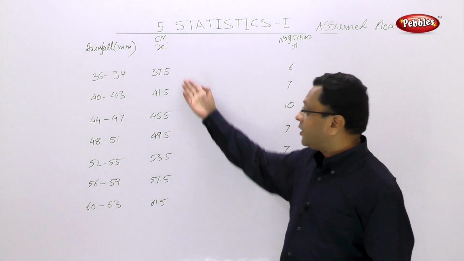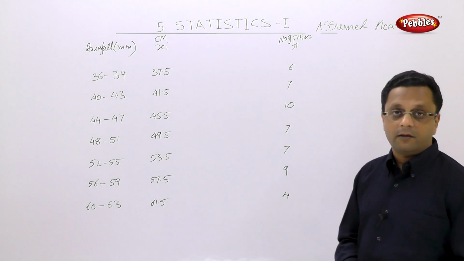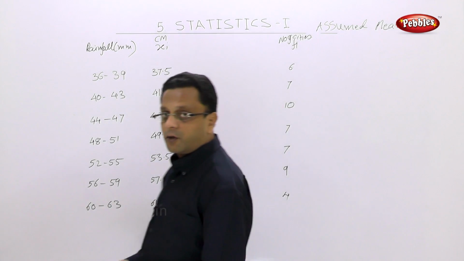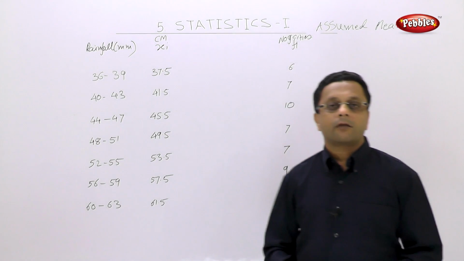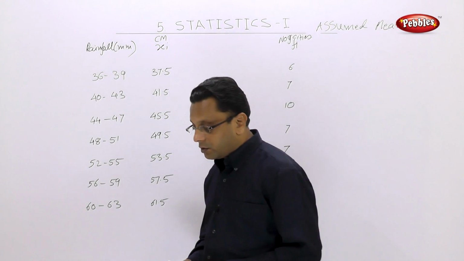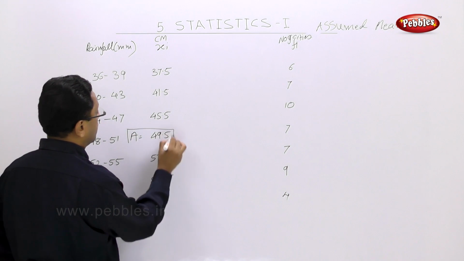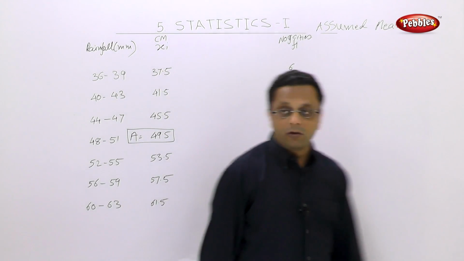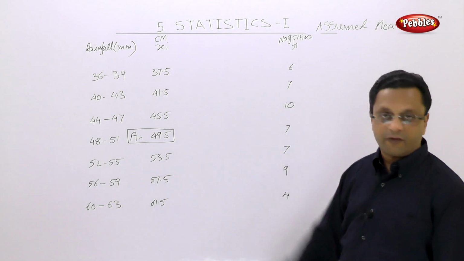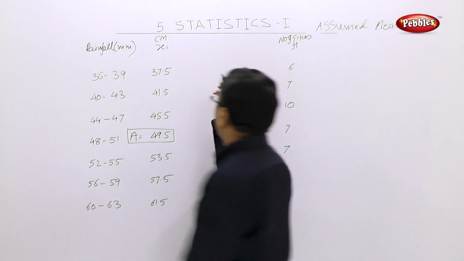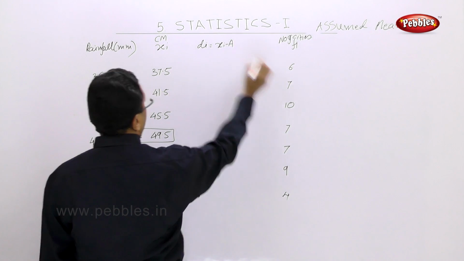But remember, the figures are odd now: 37.5 into 6, 41.5 into 7. How much time will it take to do all these multiplications, then at last division and additions? So instead, first I will do the shift of origin. Here I will take a is equal to 49.5, nearby the central figure. Now I will find di is equal to xi minus a.